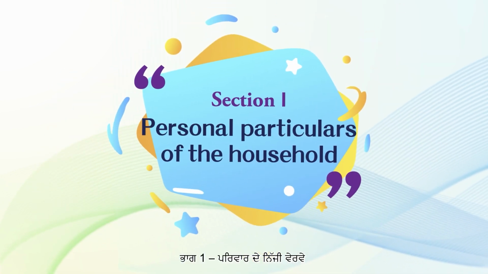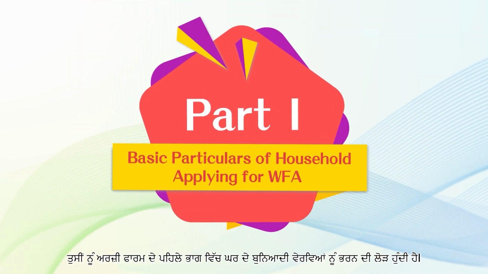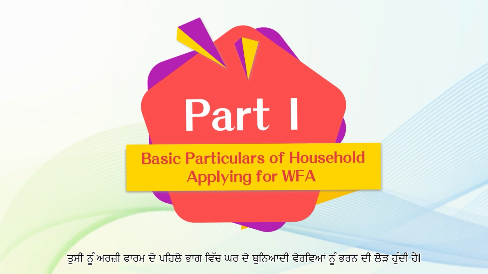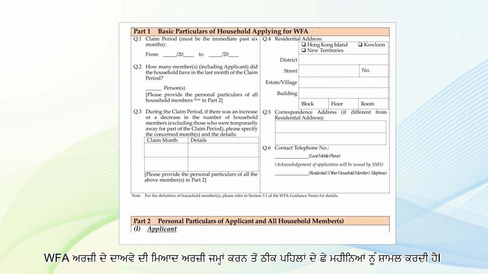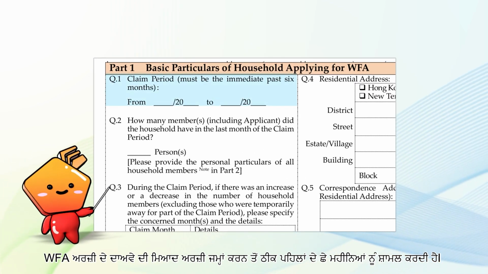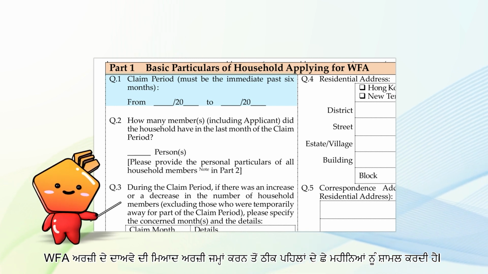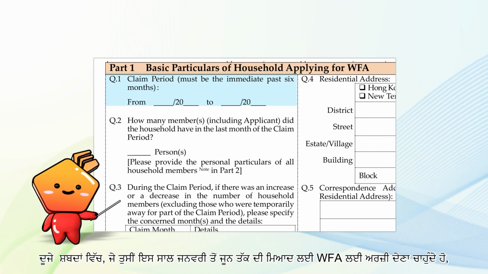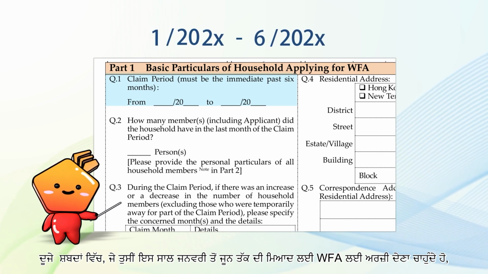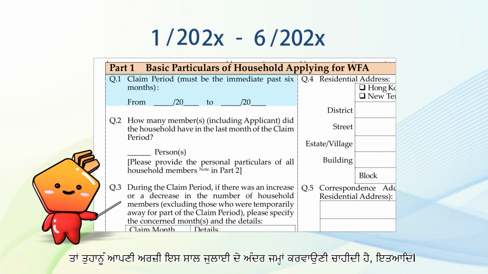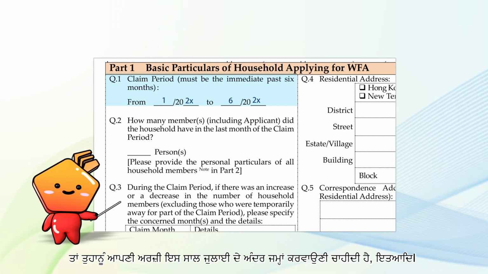Section 1. Personal particulars of the household. You need to fill in the basic particulars of household in the first part of the application form. The claim period of a DUFA application covers the immediate past 6 months before the submission of the application. In other words, if you want to apply for DUFA for the period from January to June this year, you must submit your application within July this year, and so on.